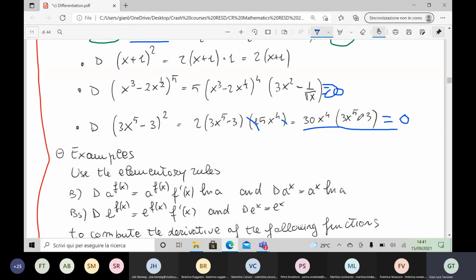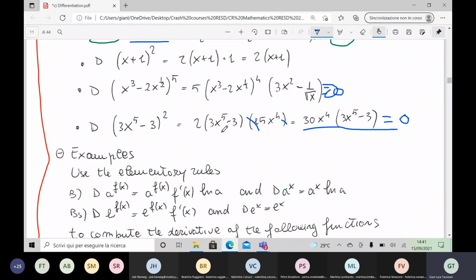Instead, a product is null if the first factor is null or the second one is null. So you can split this equation in two. So never do the product when you have something already factorized. Factorized means that it is a product of factors equal to 0. Never do the product. Never do the product.